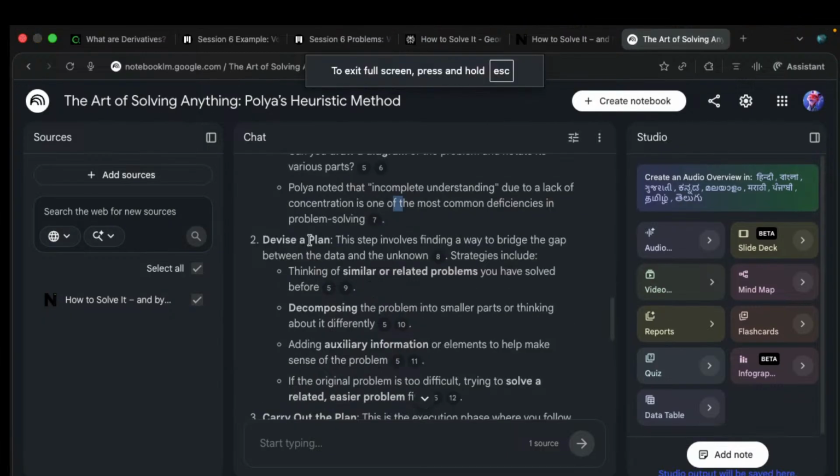Next, devise a plan. This step involves finding a way to bridge the gap between the data and the unknown. Strategies include thinking of similar or related problems you have solved before. So if we sense a similar problem, then we can solve it quickly. It's the basic thing that we have been doing from the very start, but understanding it at a very deep level really helps a lot.